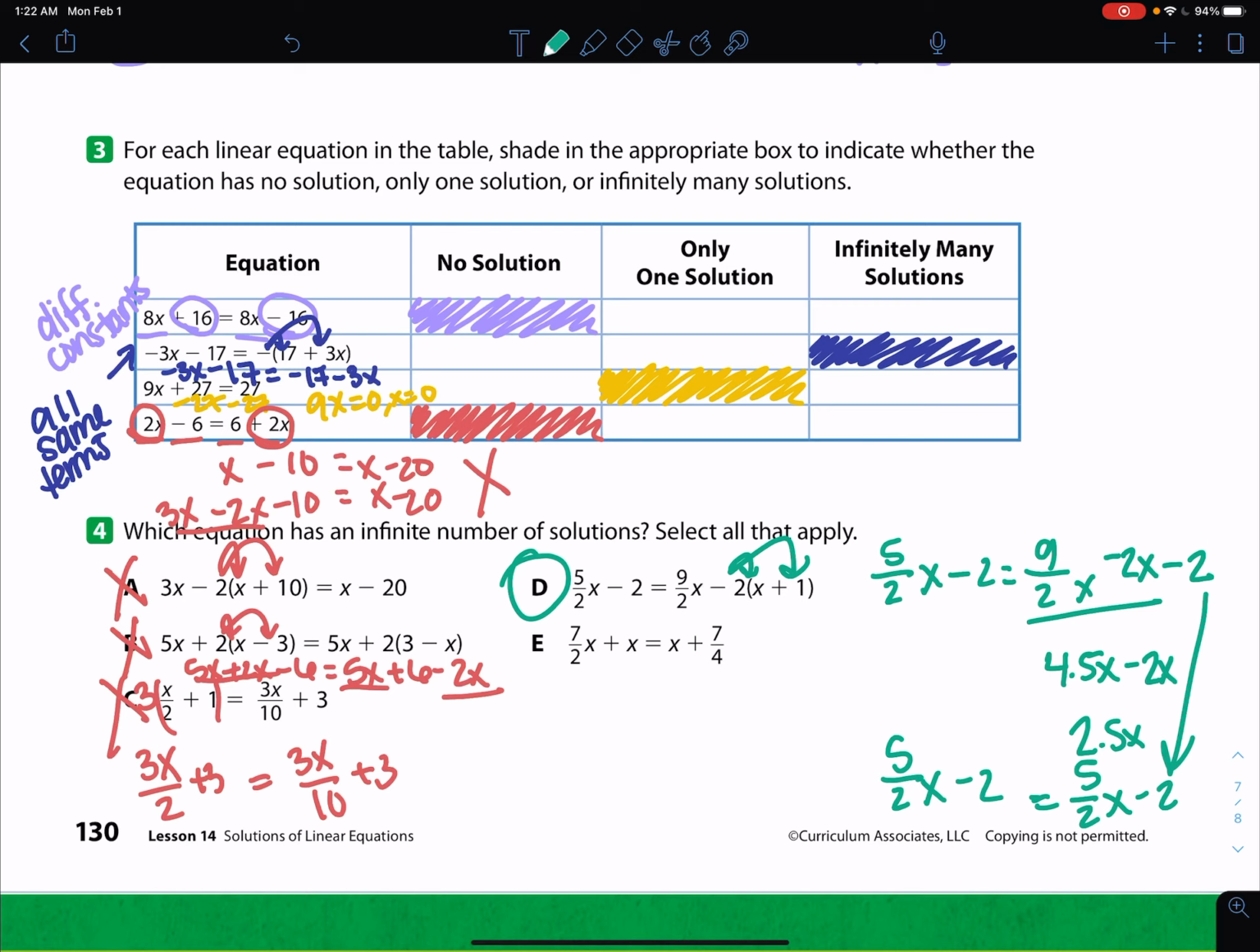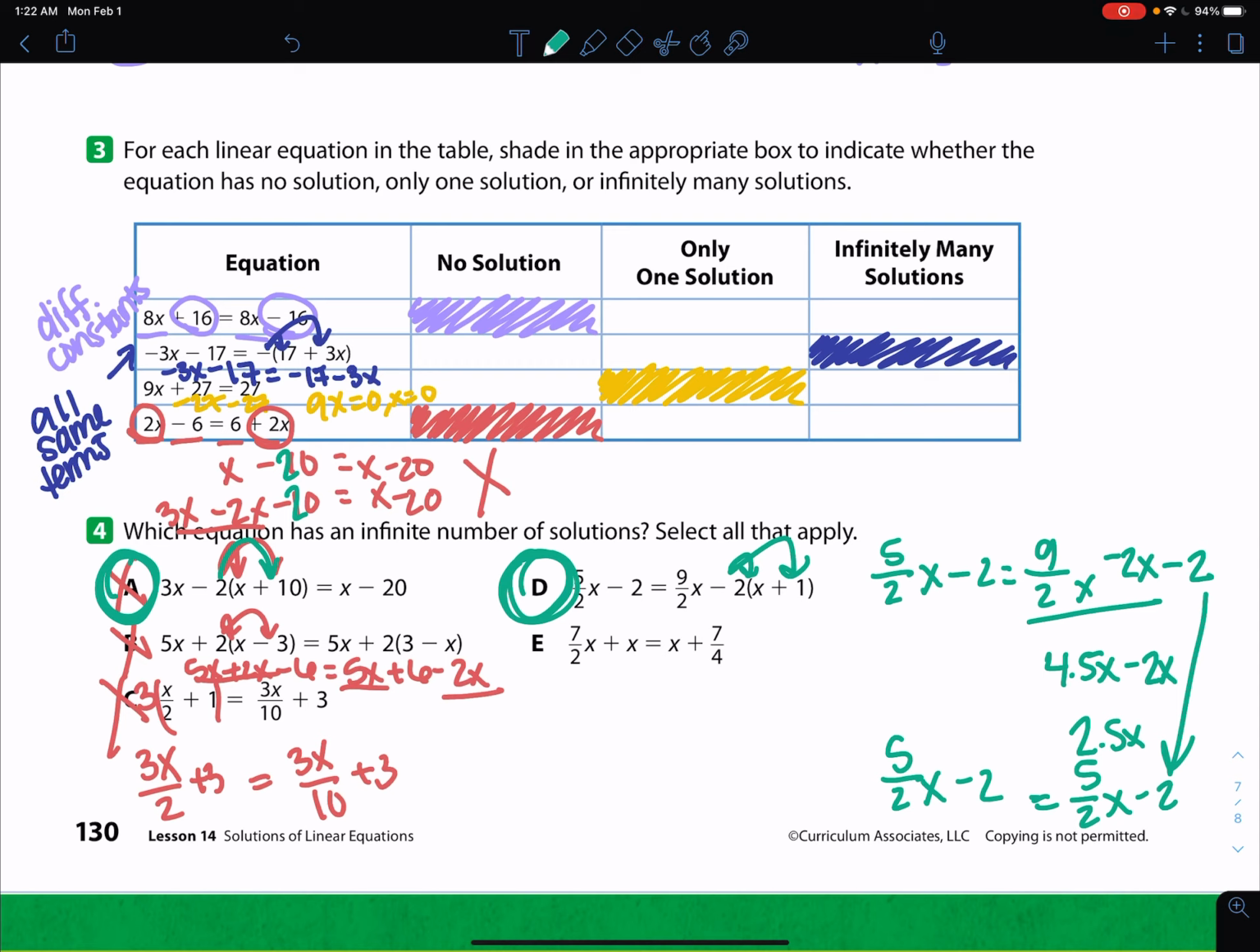Oh my goodness. Okay, this first one, I was like, shouldn't make any sense. This first one, I actually made a mistake. It should have said 3x minus 2x minus 20. So then I would have had x minus 20 on both sides. So A is actually an answer as well.